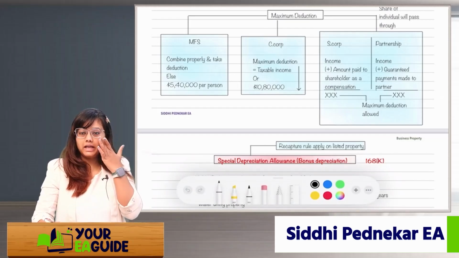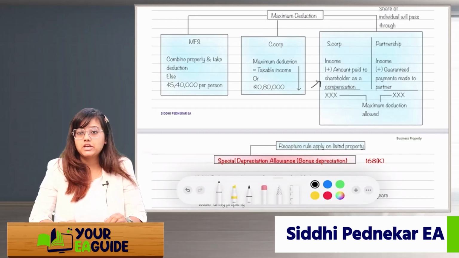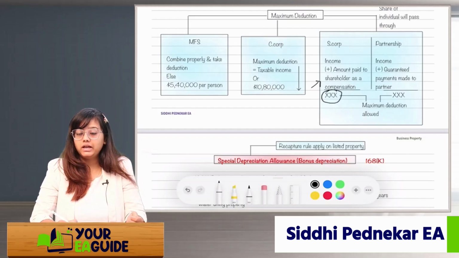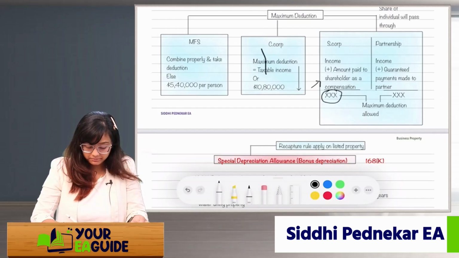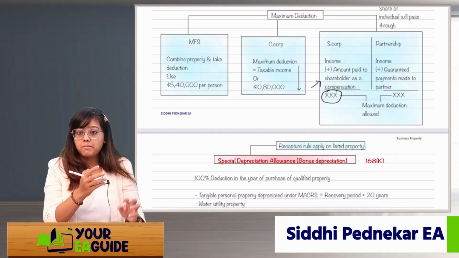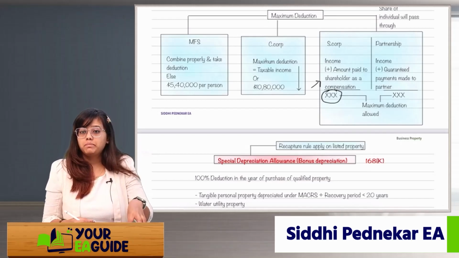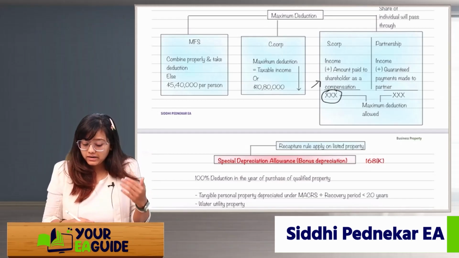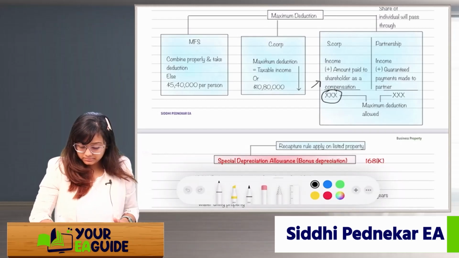If it's an S corporation, we take the income and add back the amount which is paid to the shareholder as compensation. Whatever amount we get, that is the maximum deduction which will be allowed as a 179 deduction. If it's a partnership, we do the same. Here it's called compensation to shareholders; there it is called a guaranteed payment. Whatever guaranteed payment is paid to the partners by the partnership firm will be added back to the income, and that amount will be your maximum deduction allowed as a 179.